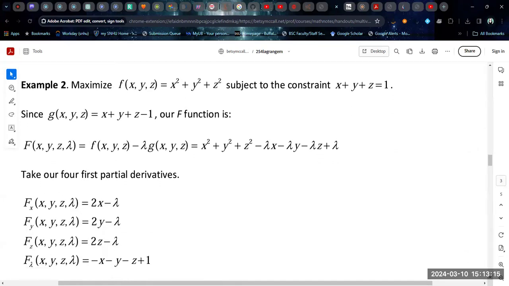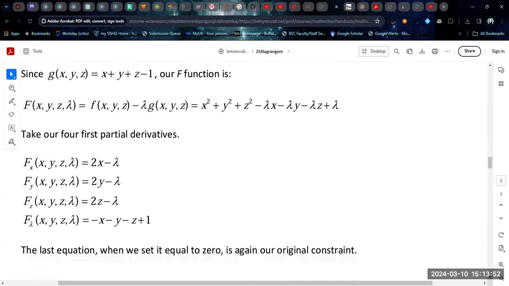Now, let's try a slightly more difficult one, this case with 3 variables subject to this constraint. So again, we're going to create our g function by moving everything to one side of the equation and setting that equal to 0. That becomes our g. And then our big F function is our maximize or minimize problem minus lambda g, so f minus lambda g. And so we get this big nasty thing. Again, I distributed lambda through our g, along with the minus sign.